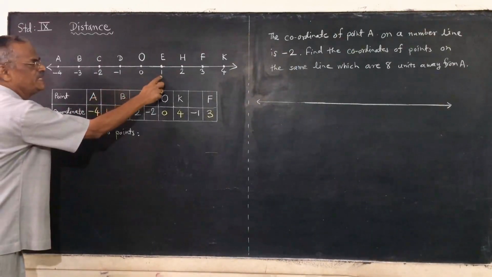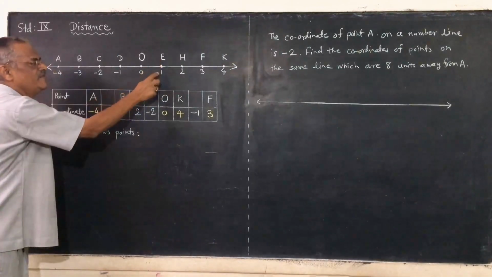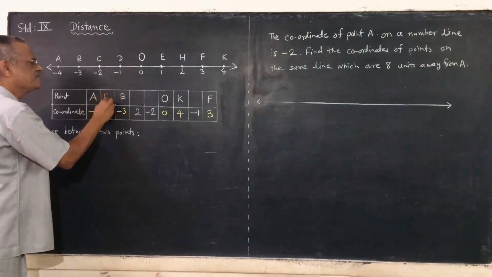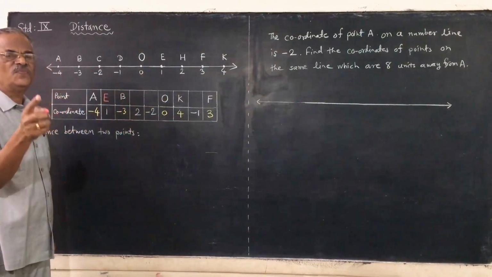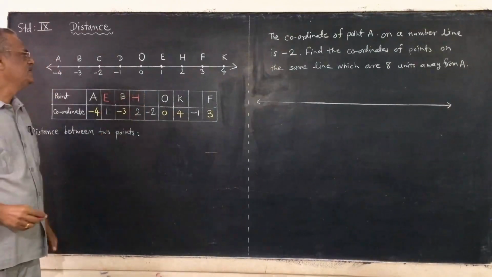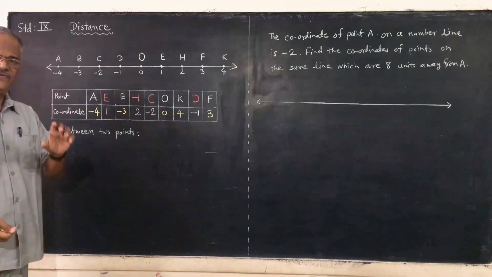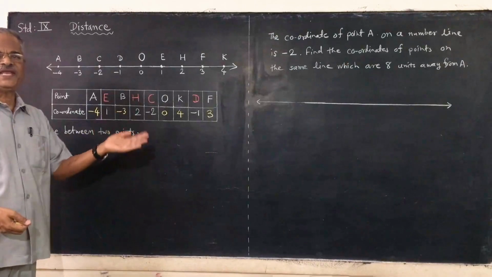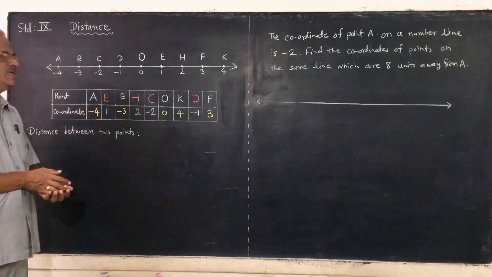If 1 is there, then what is the point? 1 is the coordinate of which point? E. This is E. What about the 2? Coordinate of which point? It is H. And first try to understand, when the points are on the number line, the corresponding numbers are called the coordinate of that point.